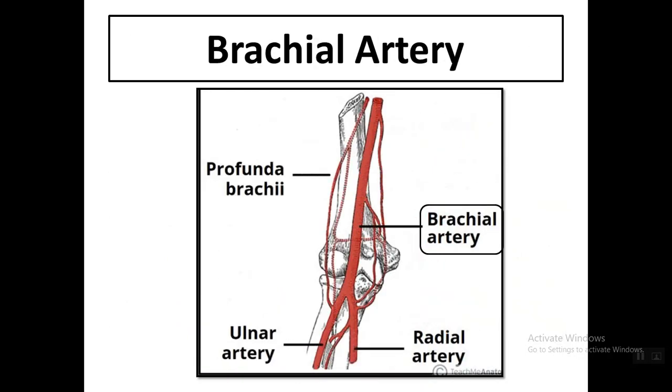The profunda brachii artery originates from the brachial artery at its beginning. As it begins at the lower border of teres major, the profunda brachii artery will originate from the brachial artery. We can see that the profunda brachii artery, superior ulnar collateral, and inferior ulnar collateral artery will share in the anastomosis around the elbow joint. Anastomosis means a network of arteries that will surround the joint.